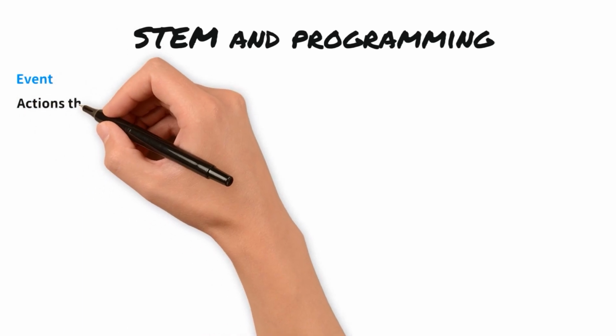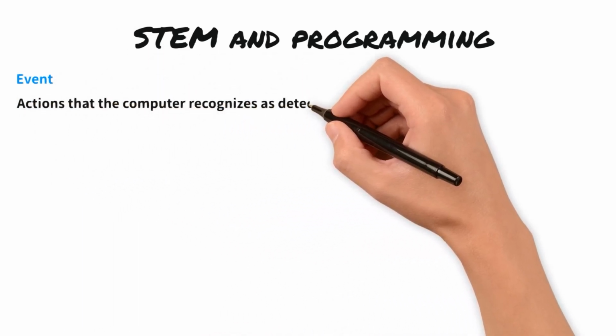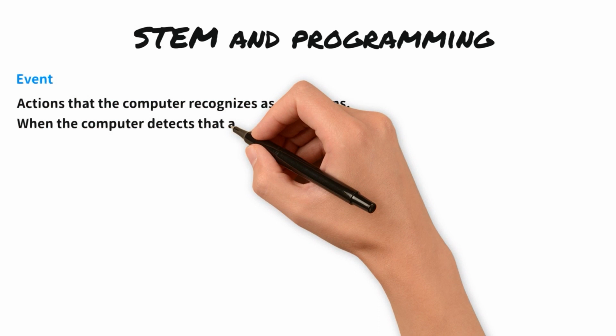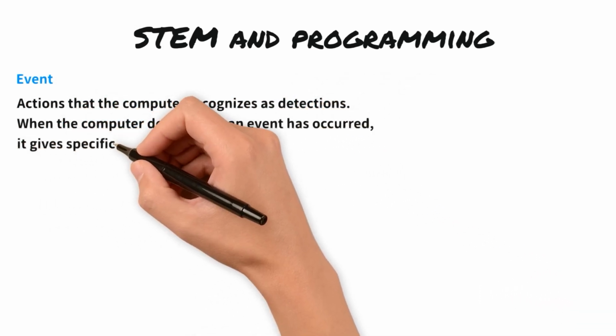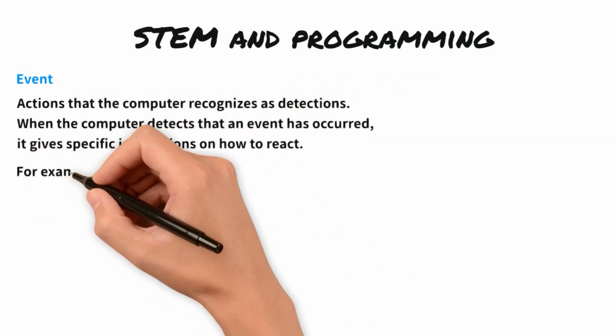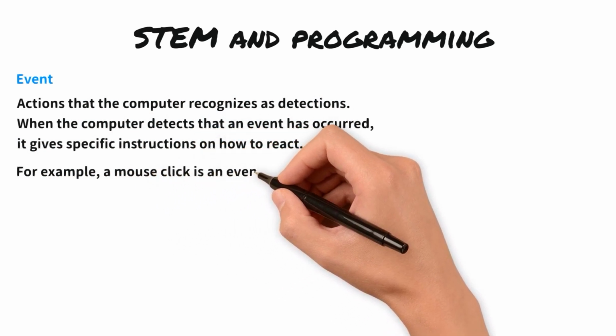Event. Actions that the computer recognizes as detections. When the computer detects that an event has occurred, it gives specific instructions on how to react. For example, a mouse click is an event.